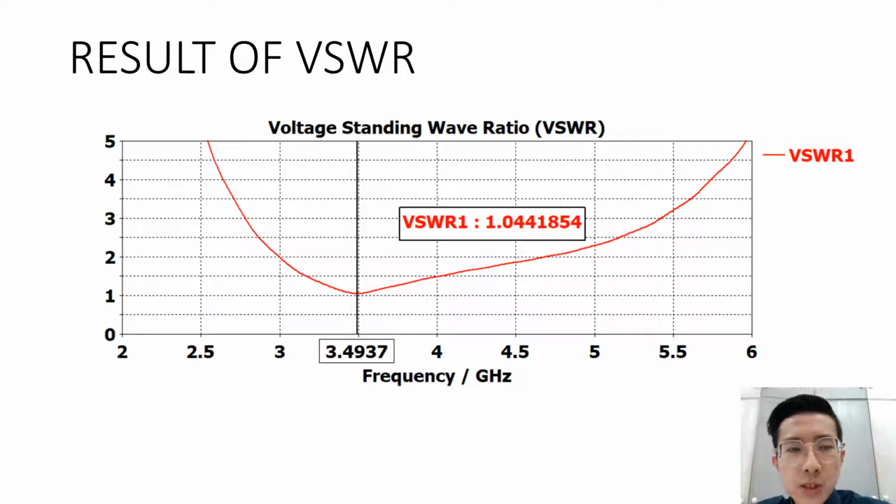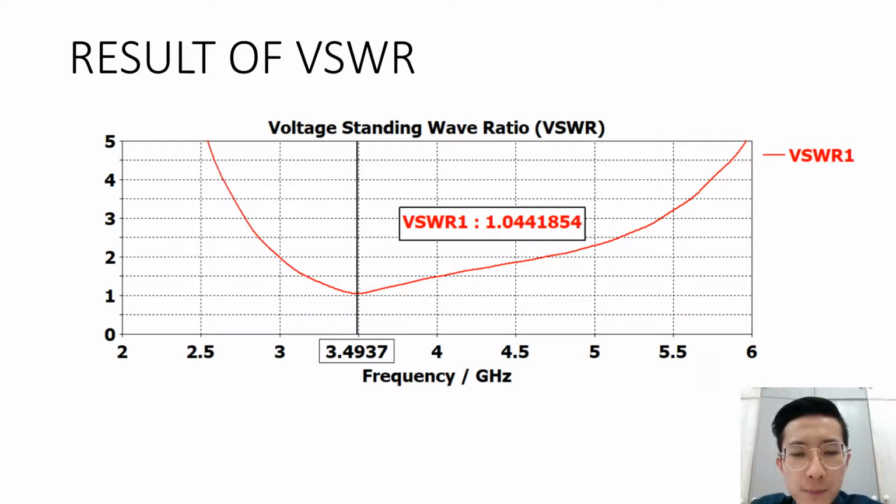So this is the result of VSWR. VSWR is a function of the reflection coefficient, which describes the power reflected from the antenna. When someone says that the antenna is poorly matched, very often it means that the VSWR value is too high for a frequency of interest. So we can say that the smaller the VSWR is, the better the antenna is matched to the transmission line and the more power is delivered to the antenna.